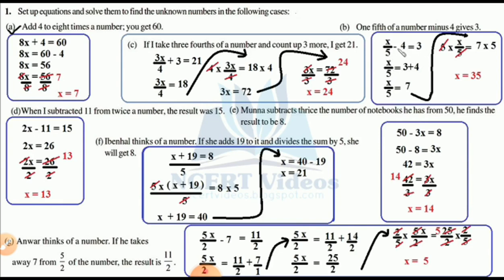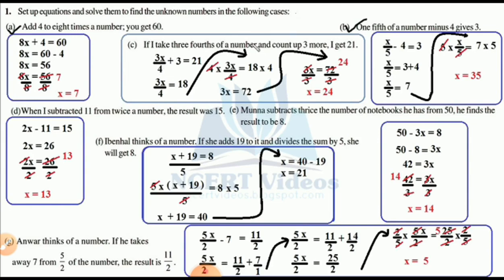So here x upon 5 minus 4 is equal to 3. Minus 4 will shift to the right side, which gives us 3 plus 4. Yes, correct. See my pointer. So 3 plus 4 is 7. Now x upon 5, that means we can multiply both the sides by 5, left side and right side. 5 will cut. 7 times 5 is 35.